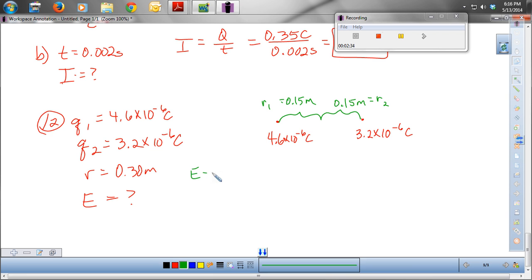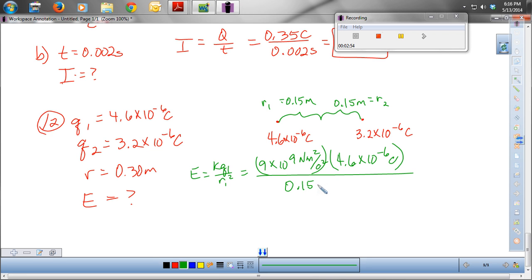So I'm going to say E is equal to KQ1 over R1 squared. So I have 9 times 10 to the 9th, and I'm going to use 4.6 times 10 to the minus 6 over 0.15 meters squared. And when I did that, if I did my math correctly, I got 1.84 times 10 to the 6th newtons per coulomb. And electric fields go away from positive charges. So that was E1. Then I solved for E2.